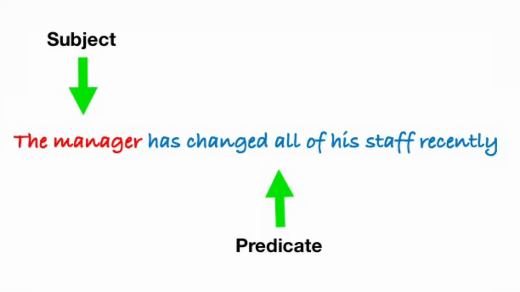Now take another example. The manager has changed all of his staff recently. Who changed the staff recently? The manager in red. So here subject is the manager and has changed all of his staff recently is predicate in blue. So I hope it is clear to all of you.